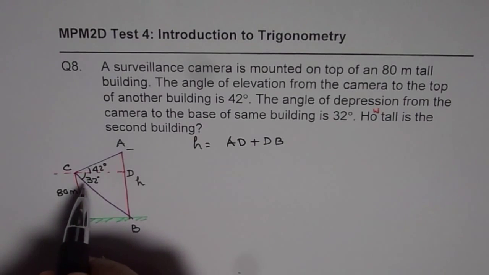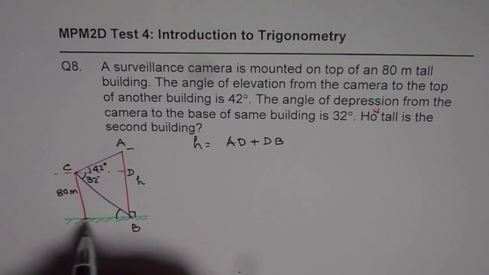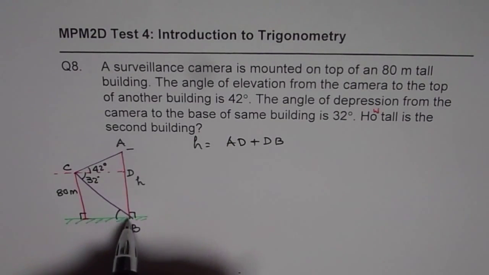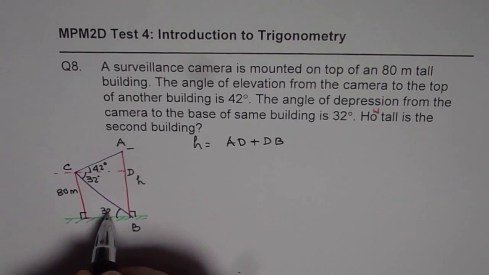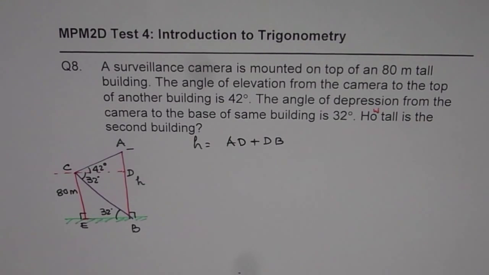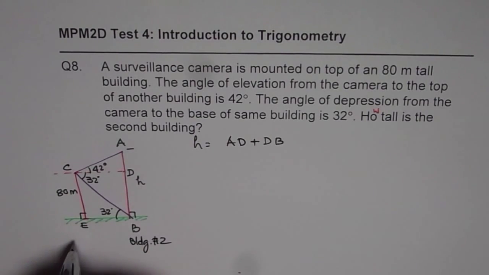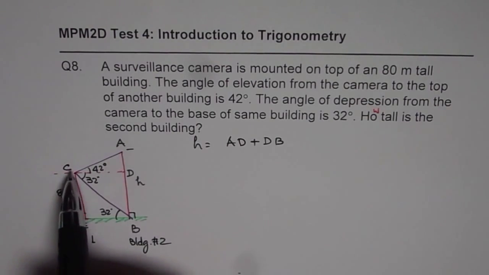So if the angle of depression is 32, then these are 90 degrees, correct? So that becomes a transversal line. So the angle B will also be 32 degrees. Do you see that? Let me call this point E now, correct? The base of the first building. So these are two buildings. This is our building 2, and here we have building number 1, correct?